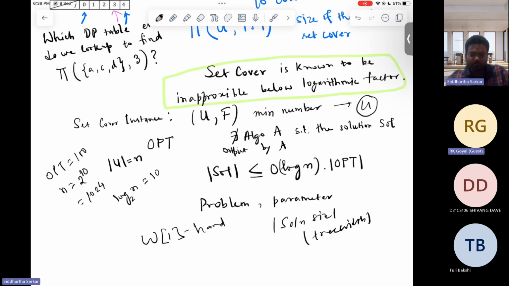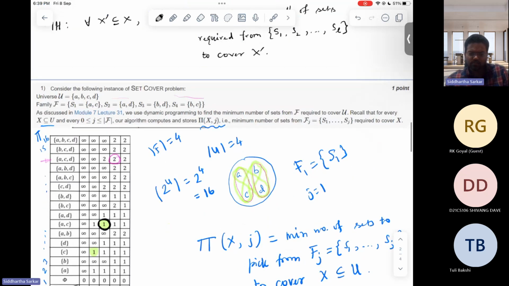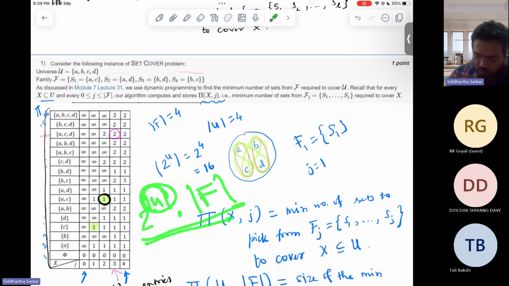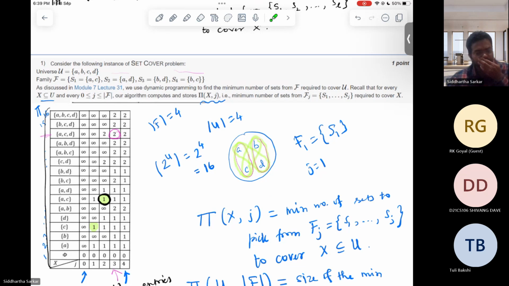Like in this case, what is the parameter? In this case, the parameter is, I think, the universe size, because as you can see, the table has how many rows? The table has 2 to the mod u rows. For every subset of the universe you have a row. So the running time is 2 to the mod u times mod f. So here the parameter is mod u, that is the size of the universe. Yes, now I understood.